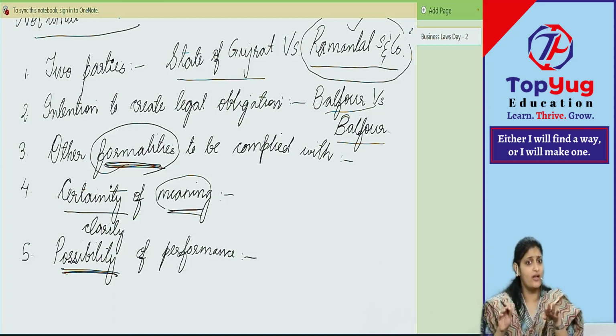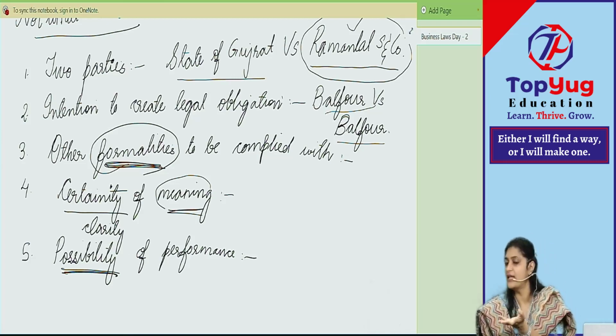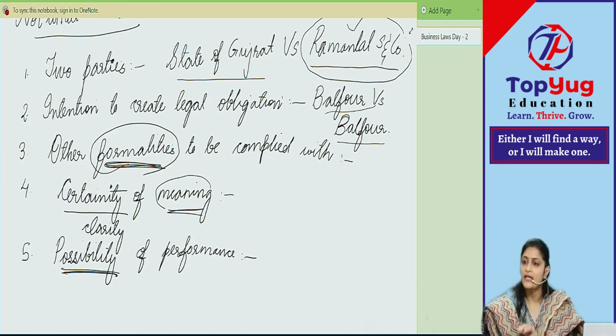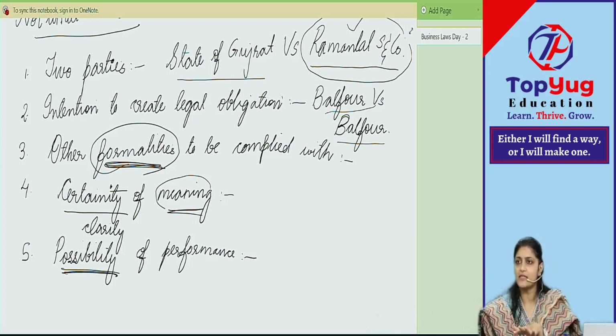So in contracts there is performance. Both the parties are performing something or the other. Yes or no? So in this performance, whatever performance you are doing, that should be possible. If it is impossible, then it is not a contract. Here impossibility means humanly impossible also and legally impossible also.